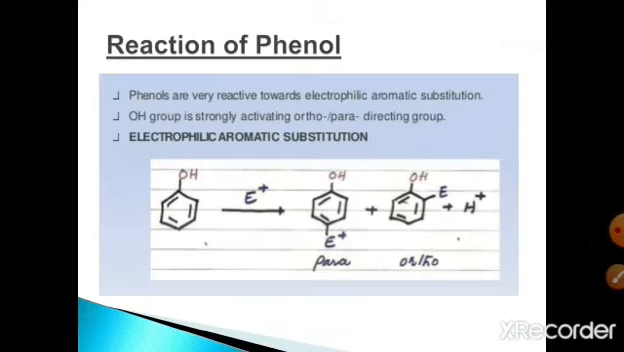Now let us discuss the reactivity of phenol. Phenols are very reactive towards electrophilic aromatic substitution reactions. This is because the hydroxyl group is an electron donating group, or strongly activating group, and strongly activating groups are also known as ortho-para directing groups. Ortho-para directing group means whenever substitution takes place in the presence of this group, we will obtain either para isomers or ortho isomers.